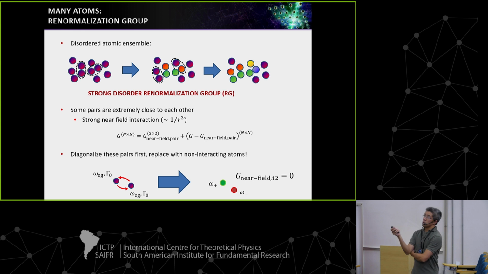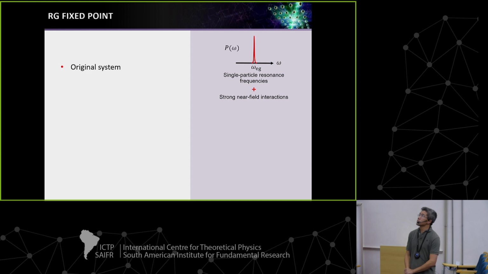And then qualitatively, the idea is you can continue this argument over and over again. You take these two atoms, you replace them with two new atoms. And then you can go find the next most strongly interacting pair. You diagonalize, you replace by two new atoms of different resonance frequencies over and over again until you have no near field interactions left over. And again, this final system should be optically equivalent to your original system.